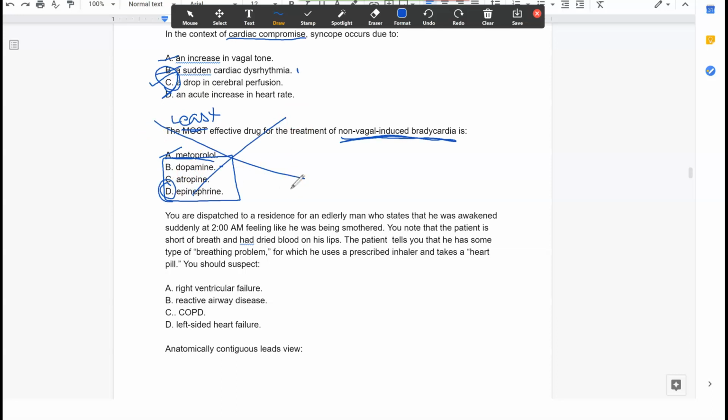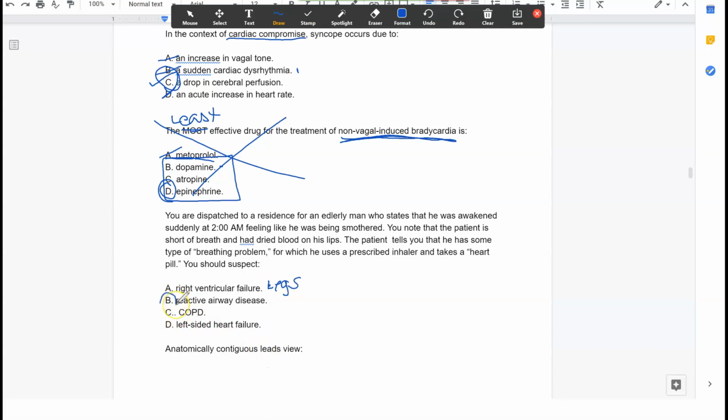You were dispatched to a residence for an elderly man who states he was awakened suddenly at 2 a.m. feeling like he was being smothered. You note the patient is short of breath and has dry blood on his lips. The patient tells you he has some type of breathing problem, for which he uses a prescribed inhaler and takes a heart pill. What should you suspect? All right, so if you have right ventricular failure, if the fluid goes back from whence it came, it's going to be in the legs.